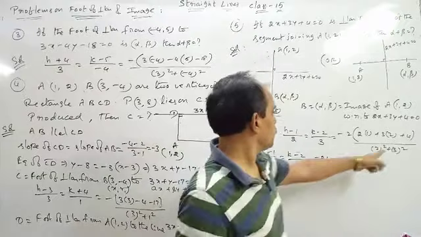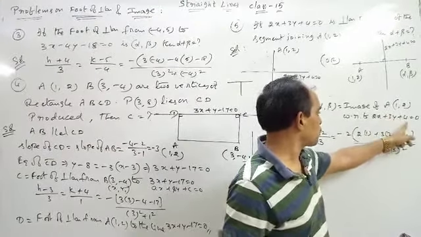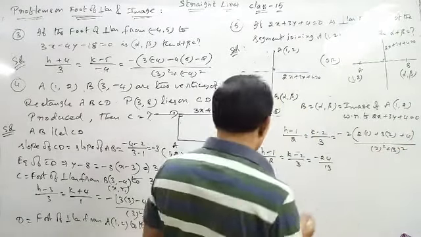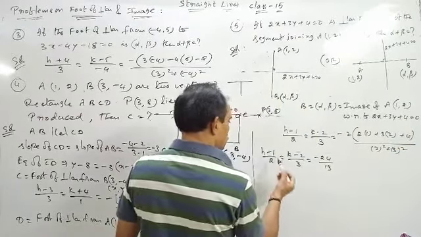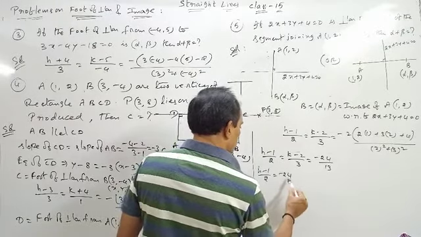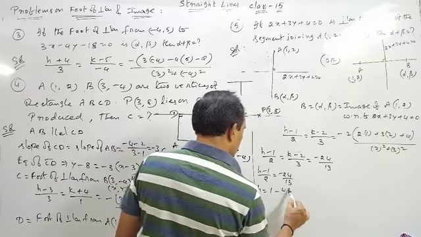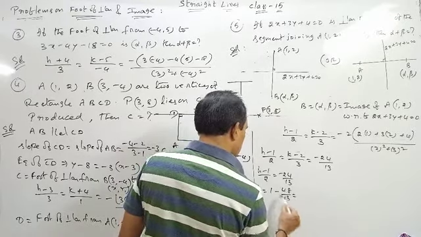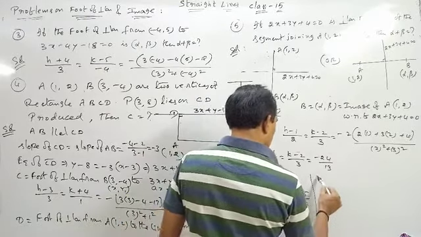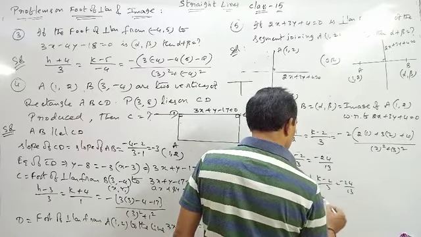Correct enough? 2 plus 6, 8 plus 4, 12, 12 into 2, 24 by 13. If there is any calculation error, check and correct it. So h minus 1 by 2 is equal to minus 24 by 13. h is equal to 1 minus 48 by 13, that is minus 35 by 13, and k minus 2 by 3 is equal to minus 24 by 13.